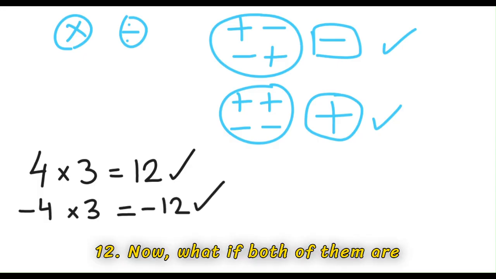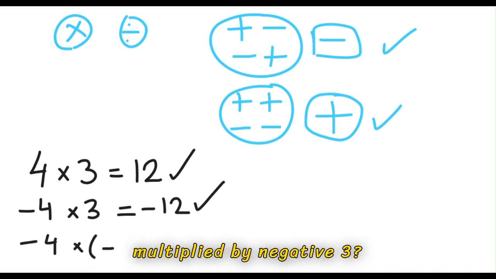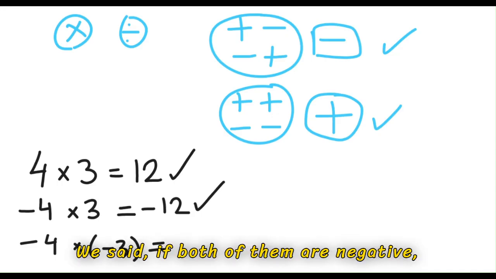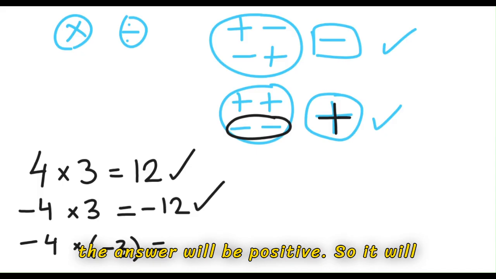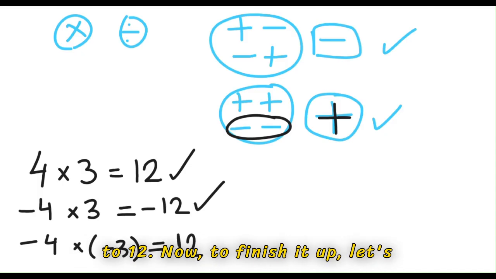Now, what if both of them are negative? For example, negative 4 multiplied by negative 3. We said if both of them are negative, the answer will be positive. So it will be positive 4 times 3, which is equal to 12.